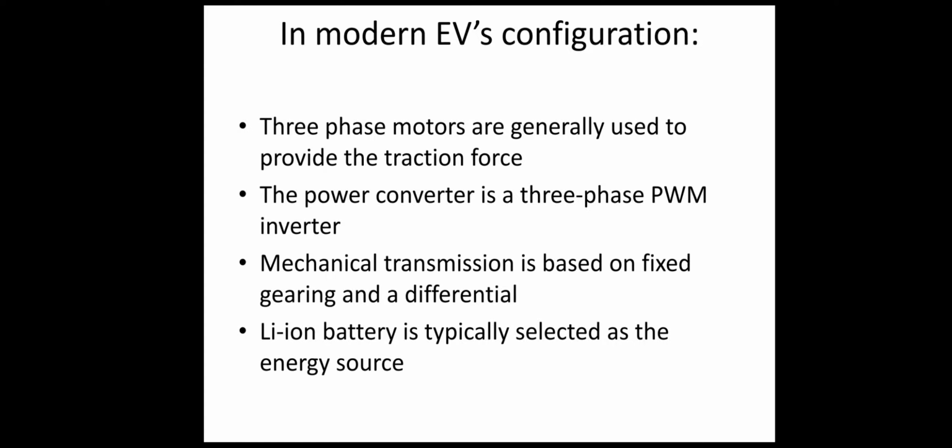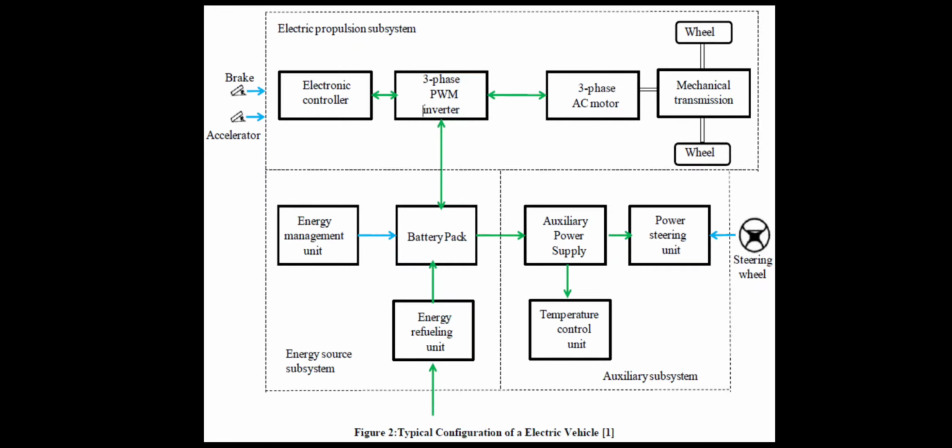In modern EV configurations, three-phase motors are generally used to provide the traction forces. The power converter is a three-phase PWM inverter. Mechanical transmission is based on fixed gearing and a differential. The lithium-ion battery is typically selected as the energy source. This is the typical modern EV configuration, and the braking and other parts are the same as previously shown.